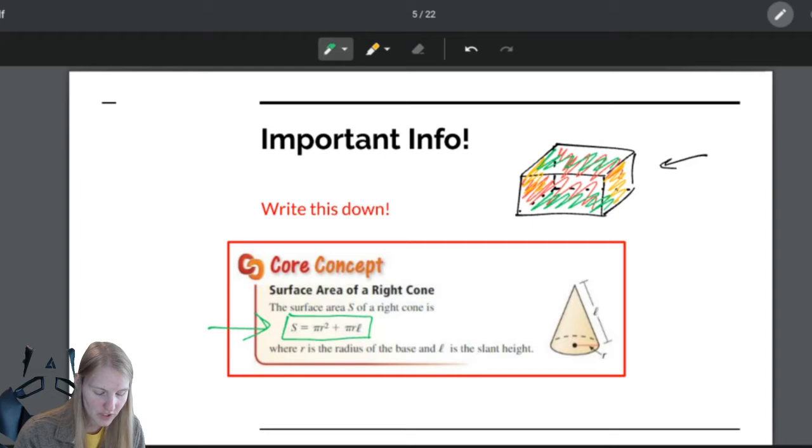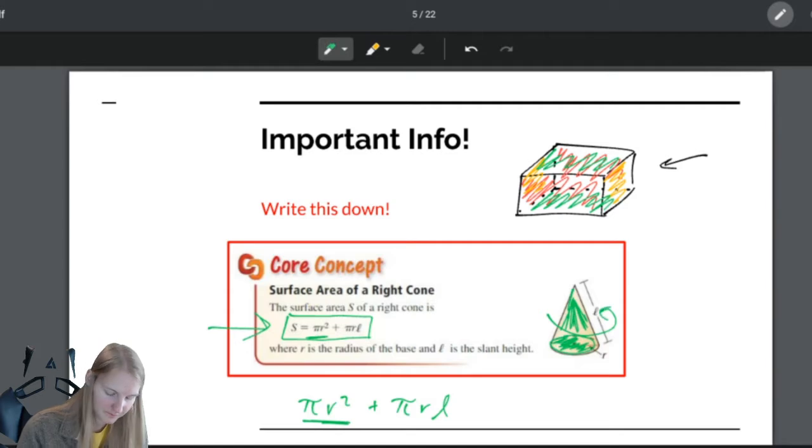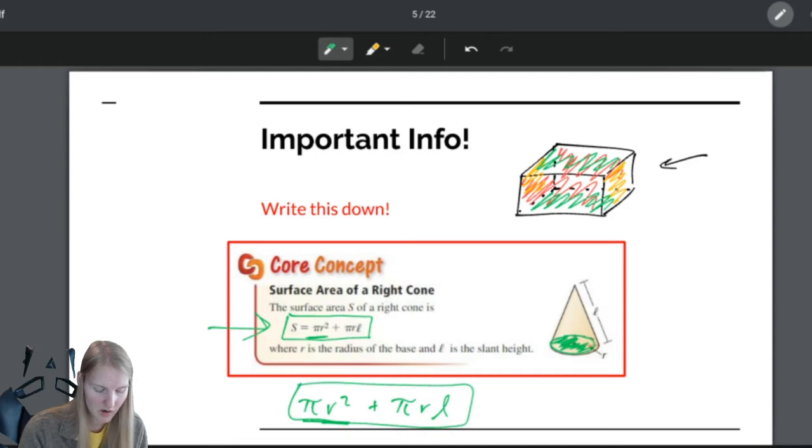The surface area of a right cone is, hey, that looks familiar, pi r squared. That's the area of a circle, and that's because our base is a circle. So this part of our formula is the bottom of the cone right here. And this pi RL is the surface area of the rest of the cone up here, all the way around the cone. So, yes, surface area is pi r squared plus pi RL.